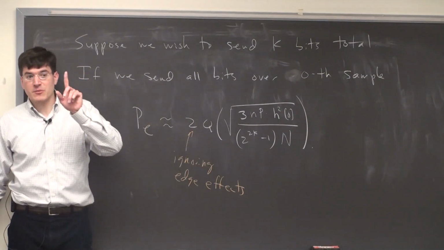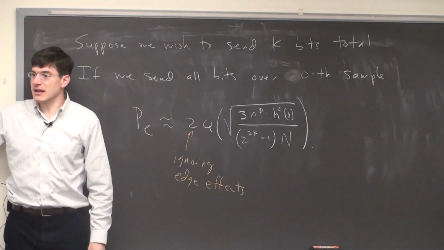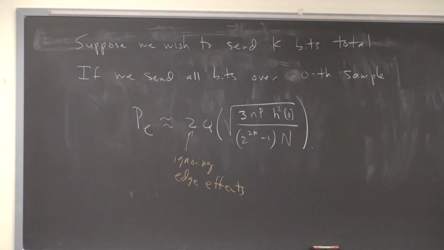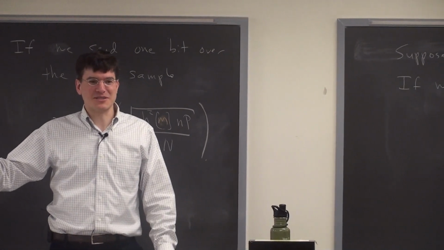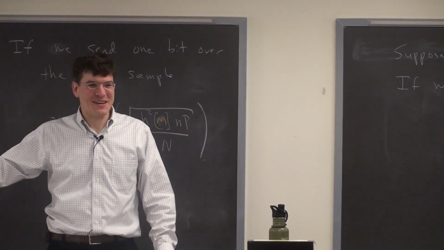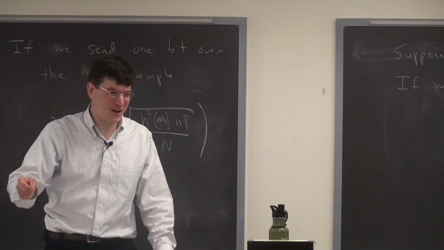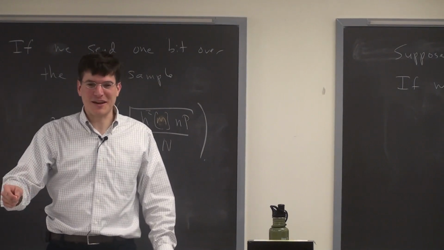Now, when we're sending 1 bit, we said you're best off putting that 1 bit in the 0th sample. If I have k bits to send, is that still going to be the right thing to do? The best strategy? What do you think? Let's do a really quick vote. I'm just curious about people's intuition here. This is totally non-binding and non-graded, but everyone has to vote. Just pick one. I'm not going to call on you to justify your vote.